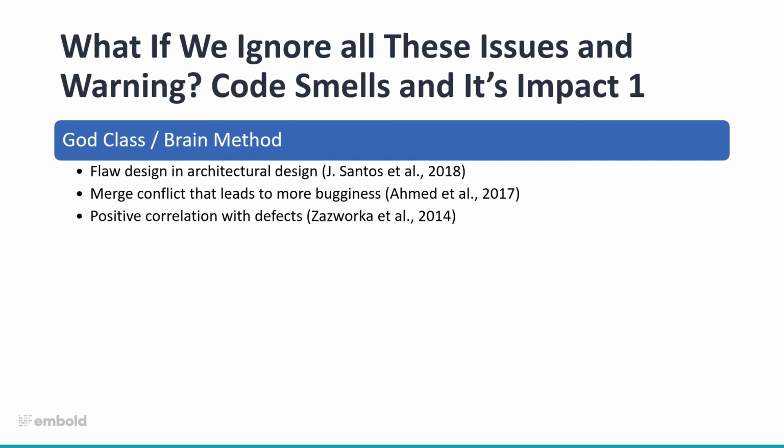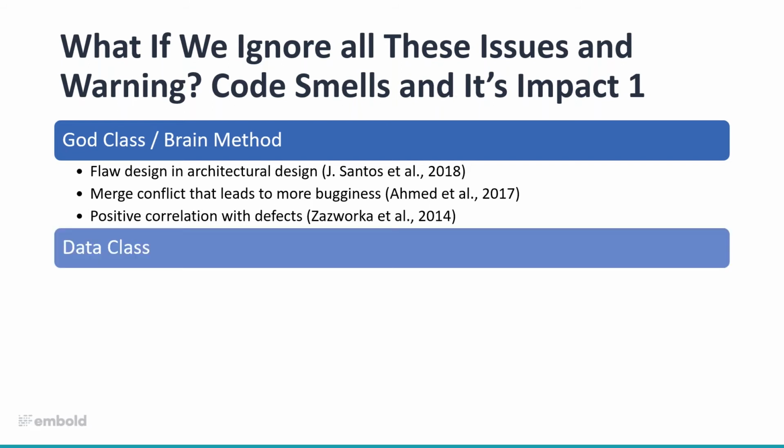And the last one, the god class or brain method has a positive correlation with defects. It has been researched by Zazworka and his colleagues. In this paper, they tried to explore the relationship between the god class and the defects in the software. When they measured using a statistical method, it showed a really positive correlation between god class and the number of defects produced by the software.